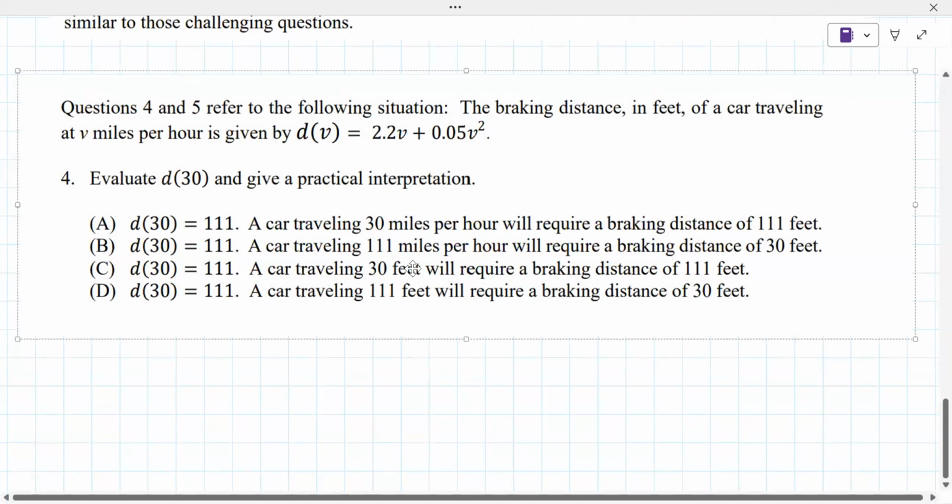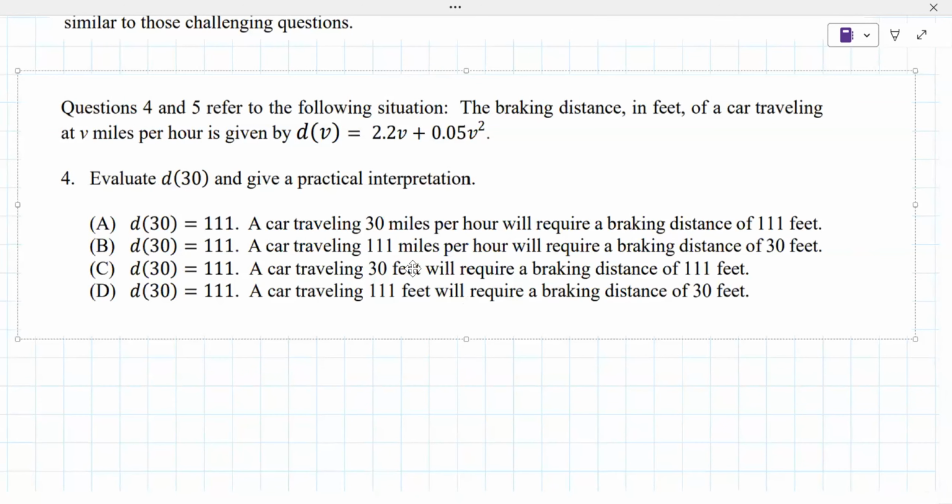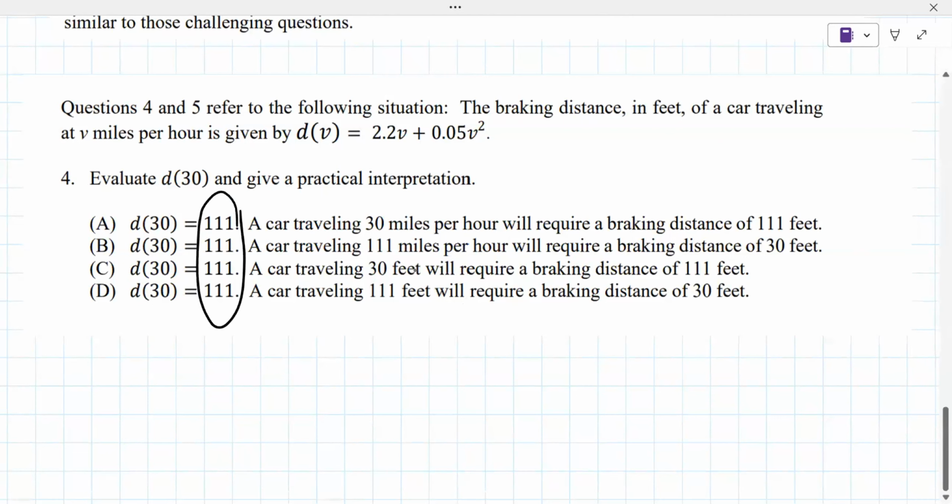So it says the braking distance in feet of a car traveling at v miles per hour is given by d of v equals 2.2 v plus 0.05 v squared. Evaluate d of 30 and give a practical interpretation of it. Okay, so what that means is you have to put 30 in for v. Now notice all 4 answers have that.